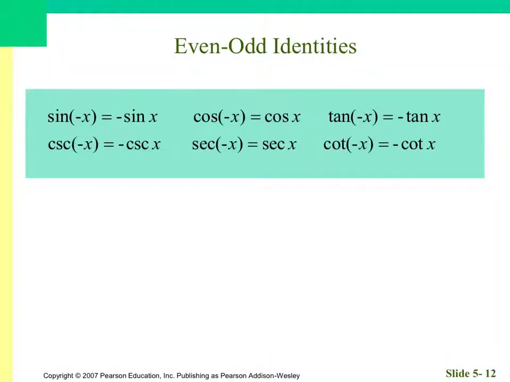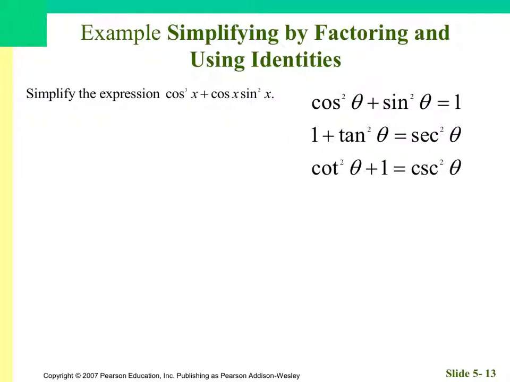Even and odd. So we know every trig function is either even or odd. So sine of negative x equals negative sine x, and cosine of negative x equals cosine x. Tangent of negative x equals negative tangent of x. Same thing with cotangent. So see how the sines and cosecants, cosine, secant, they still match, okay? So here's the things we used.